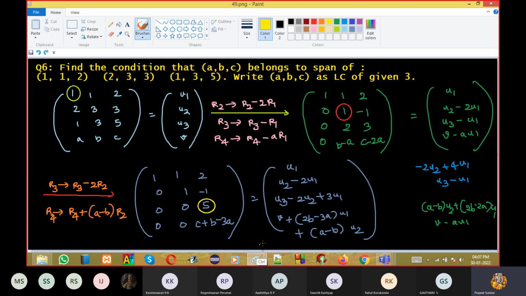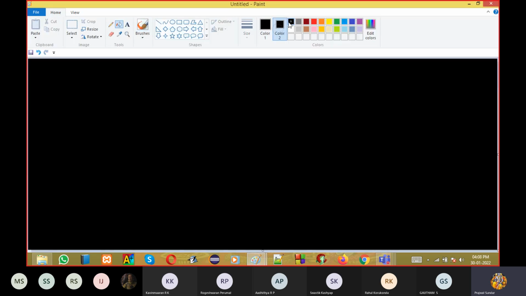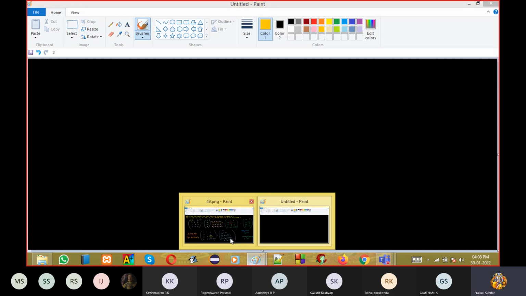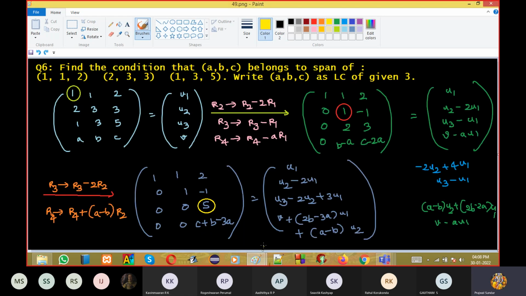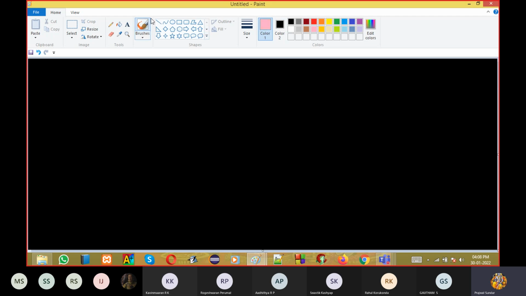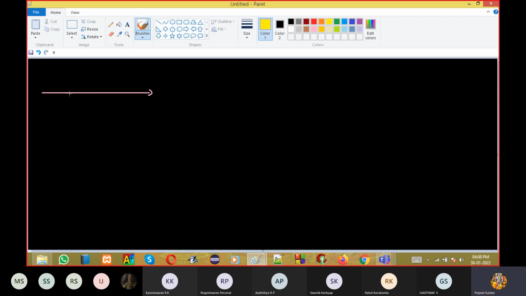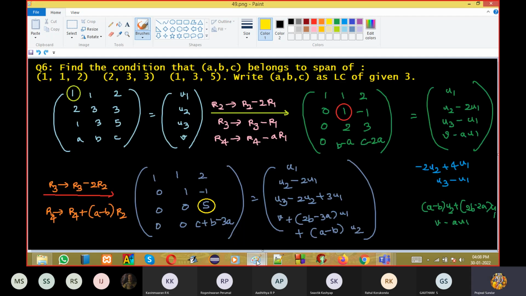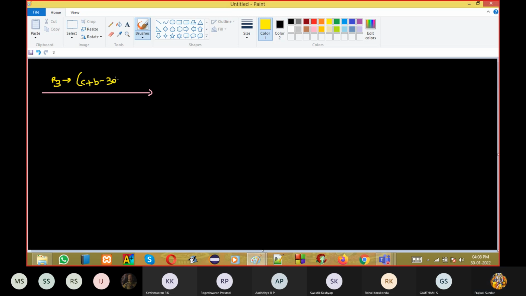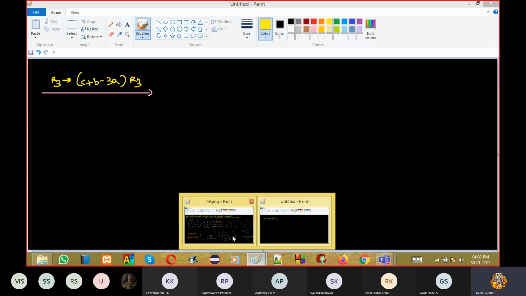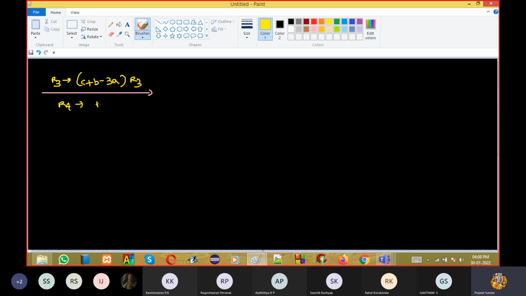Finally, I'm taking this as pivot. First, I will multiply this by 5, doing 2 row operations. Do cross multiplication: multiply this by c plus b minus 3a. So row 3 becomes (c plus b minus 3a) times row 3, and row 4 you multiply by 5, row 4 becomes 5 row 4. I'll do these operations.